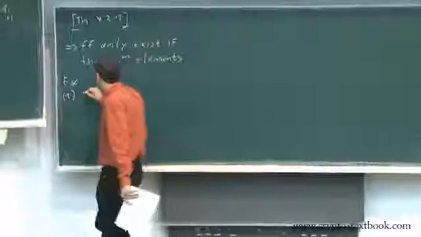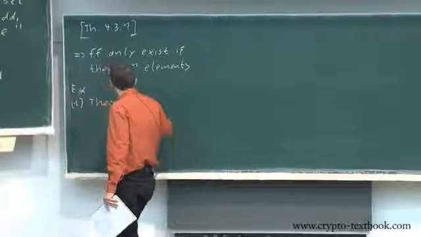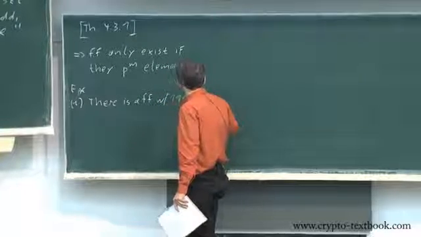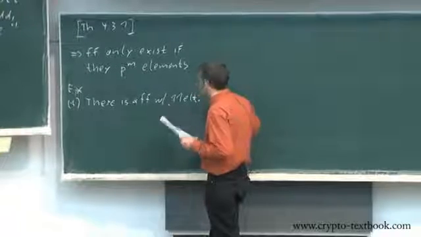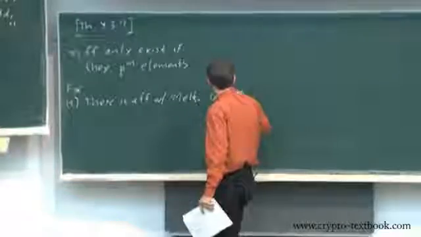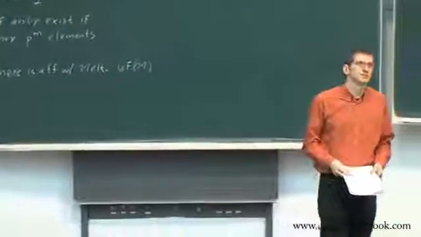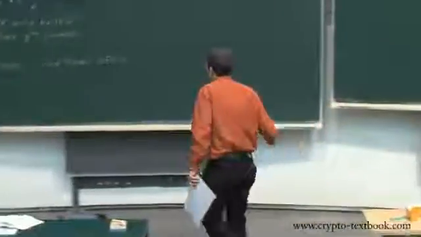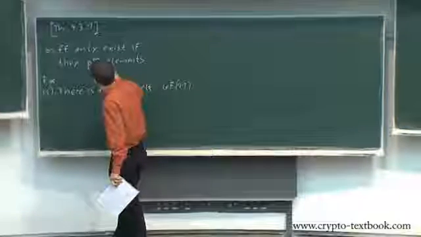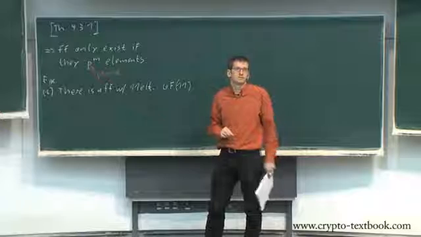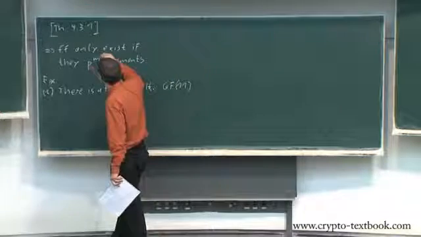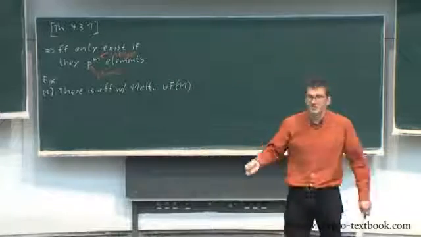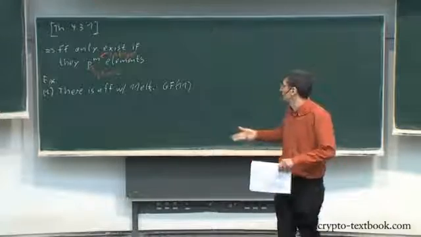First example: there is a finite field with 11 elements, and we have a name for that. We call that GF(11), Galois field 11. Why is that? Because what are p and m? I should have explained that, sorry. p is a prime number, and m is a positive integer. And 11 is 11 to the 1. p is 11, m is 1, so this is fine.